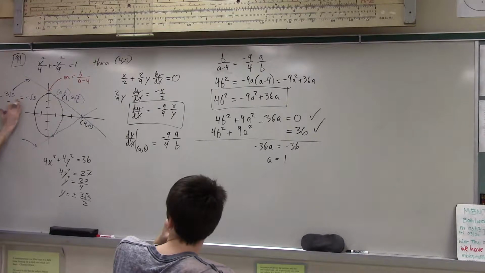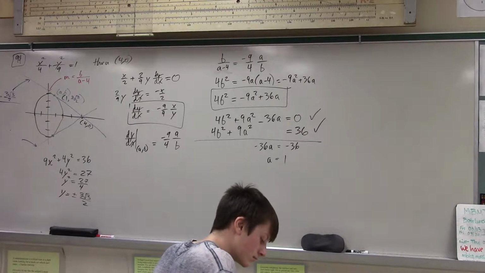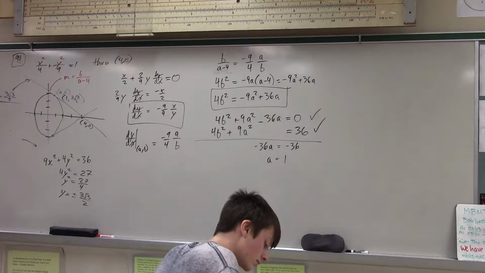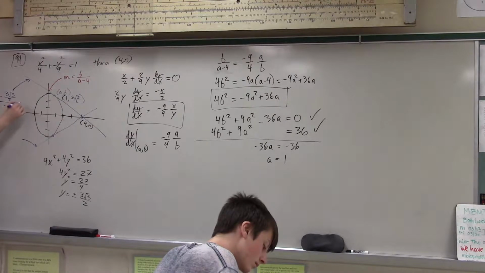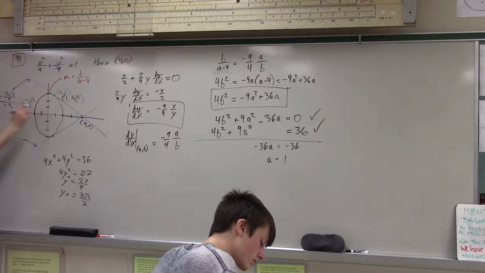Your guys are all correct. It didn't look like a slope of root 3 either, that's why I was pausing. This is 3 root 3 over 2 over a minus 4, and a is 1, so over negative 3. So you're all right. This should be negative root 3 over 2. Yeah, that looks a lot better.